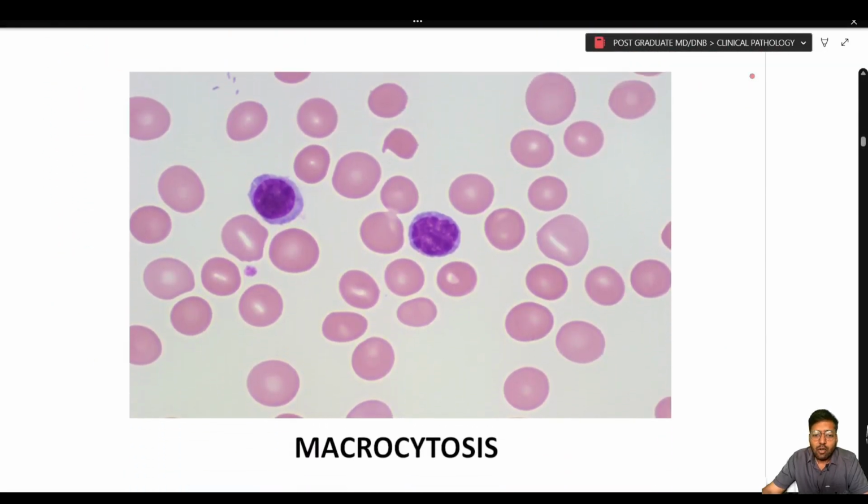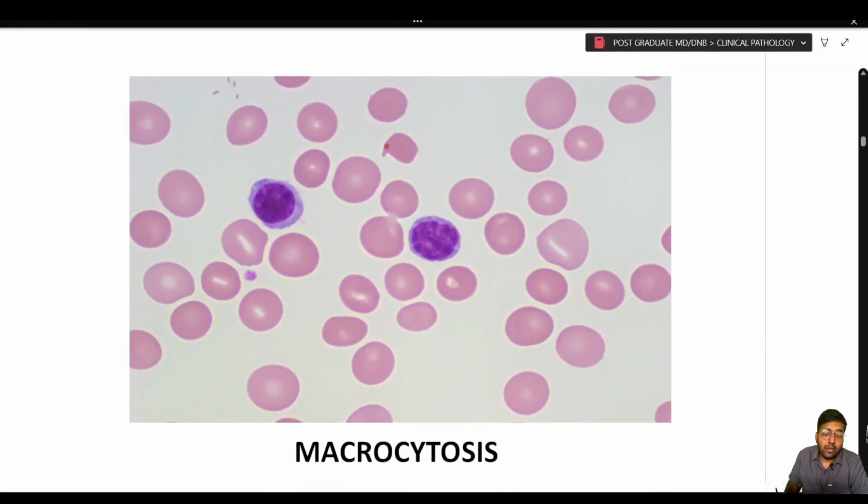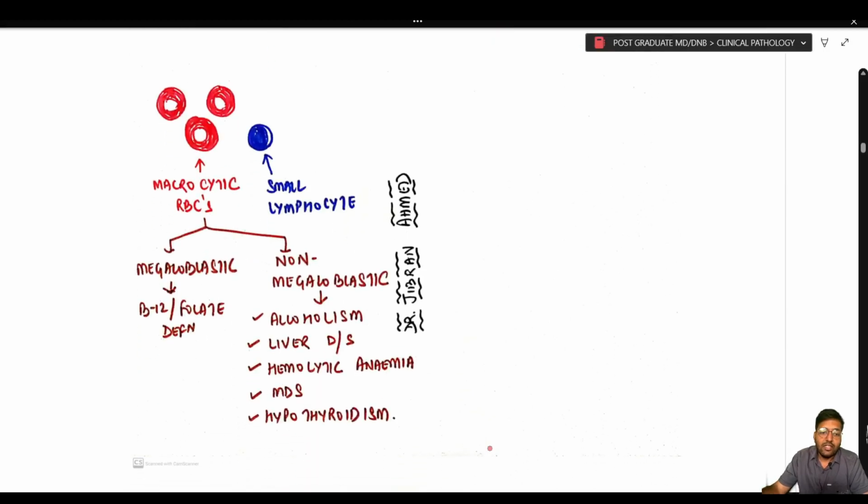Now we are going to see what is macrocytosis. If you see, this is the small lymphocyte nucleus, and if you compare it with the nearby RBCs, the RBC size is larger as compared to the size of the nucleus of the small lymphocyte. This is called macrocytosis. Looking at the macrocytic RBCs, they are larger compared to the nucleus of the small lymphocyte.